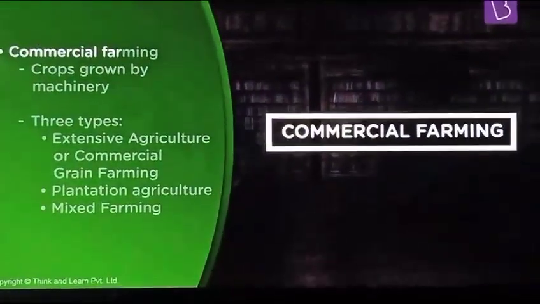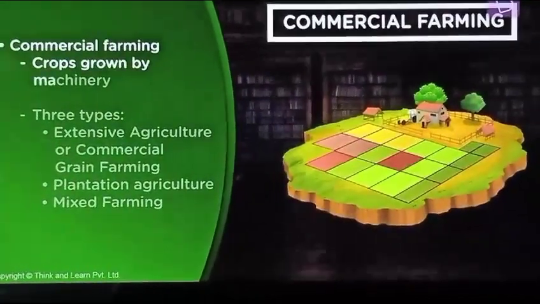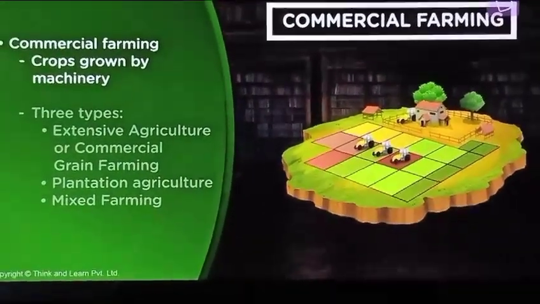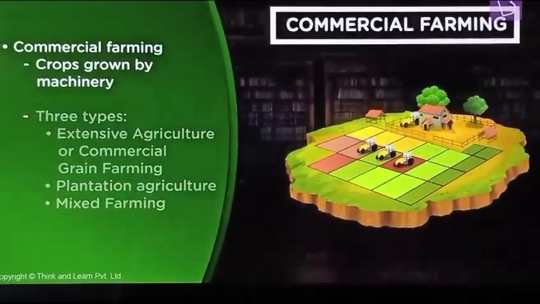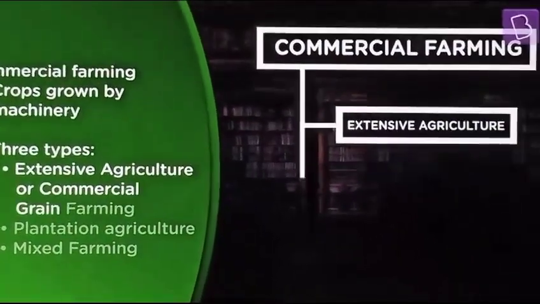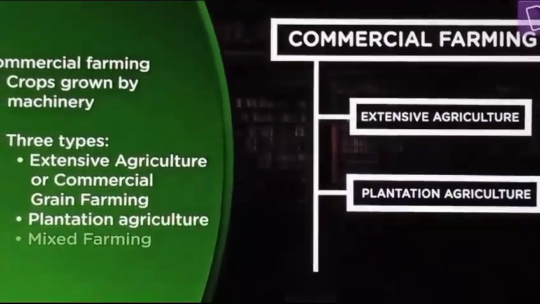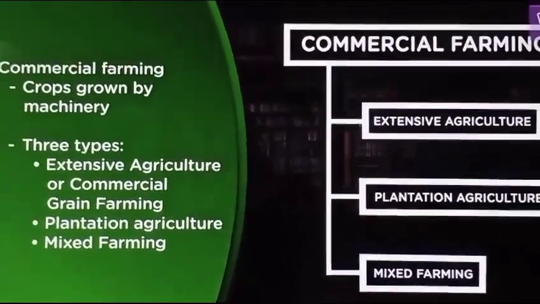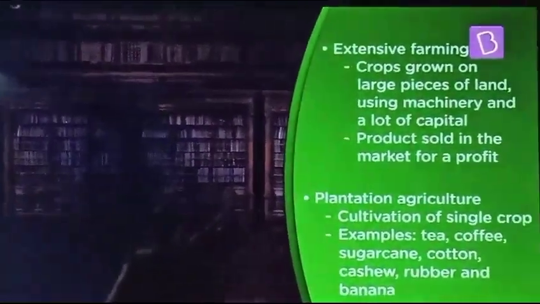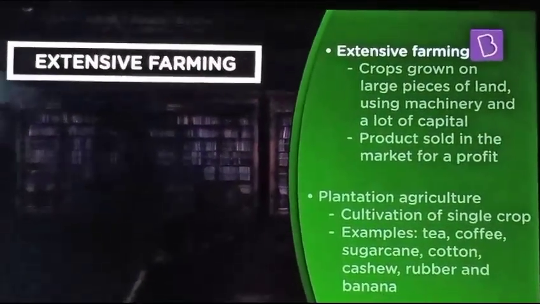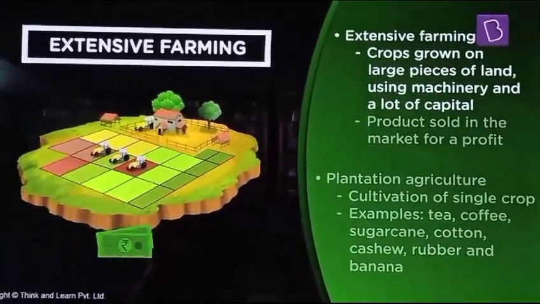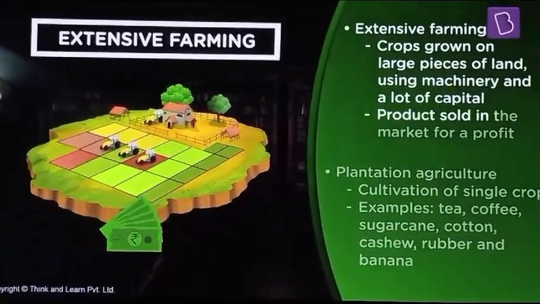Commercial farming is the type of farming where crops are grown using machinery. Commercial farming is of three types: extensive agriculture or commercial grain farming, plantation agriculture, and mixed farming. Extensive farming is where the farmer grows crops on a large piece of land using machinery and a lot of capital, and the product is sold in the market for a profit.